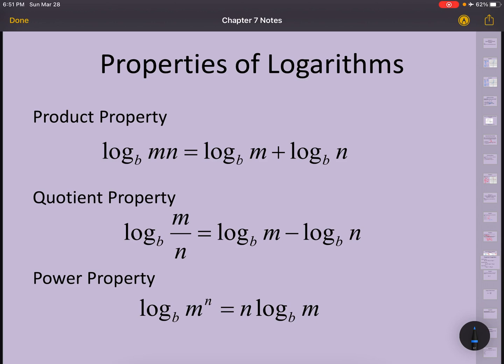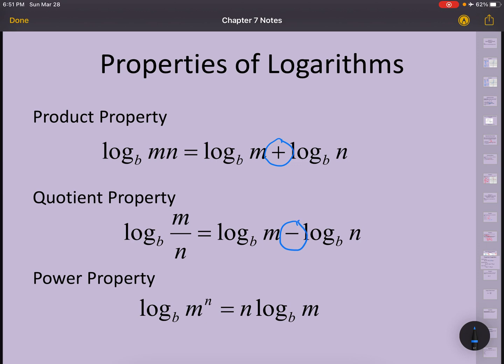We said that log base b of m times n, we could just split it apart with the same base b of the logarithm, but we're going to throw in m times n and break it apart with the plus sign, or addition. But when m is divided by n, like in the quotient property, we could just split them apart using subtraction.